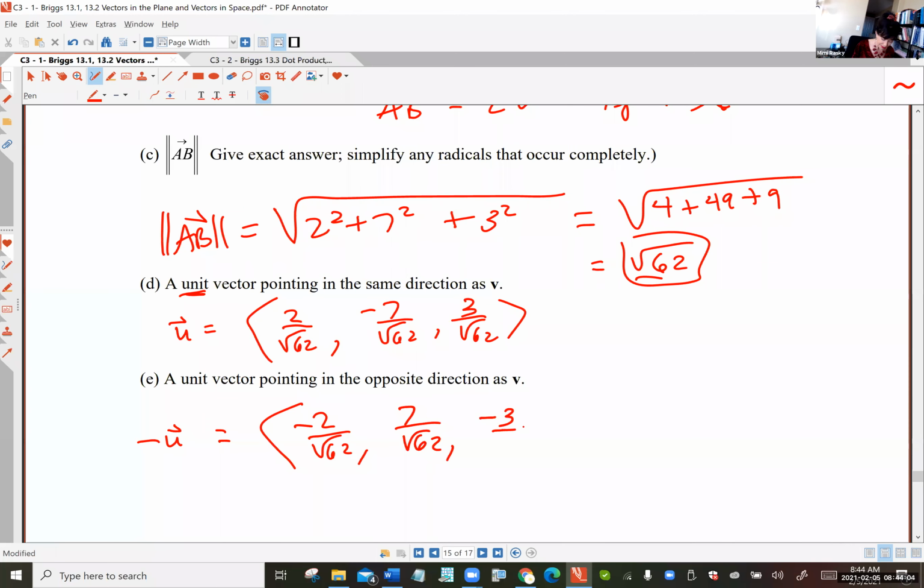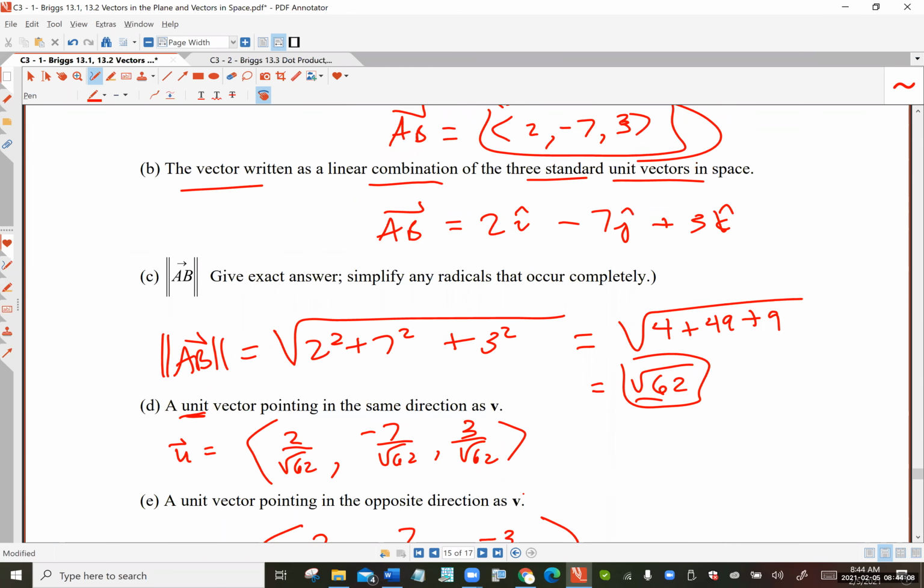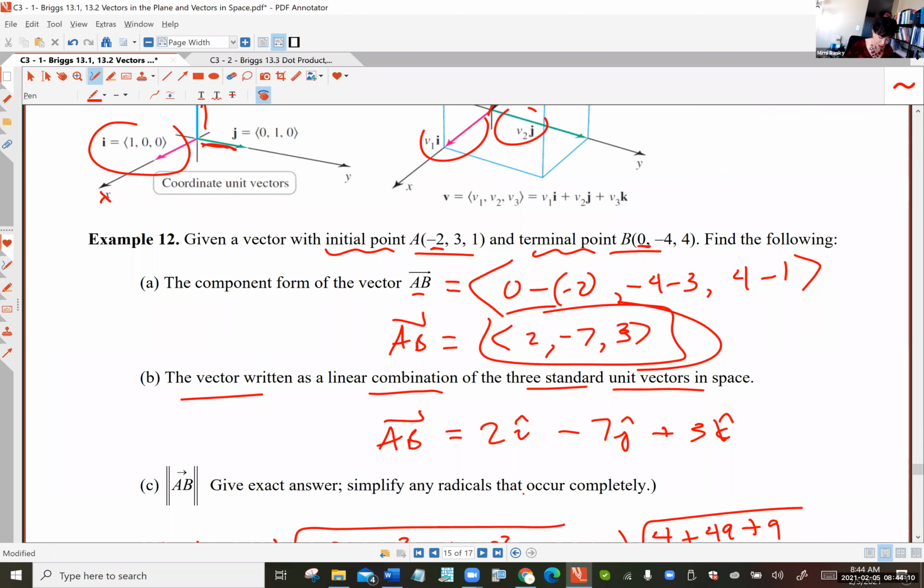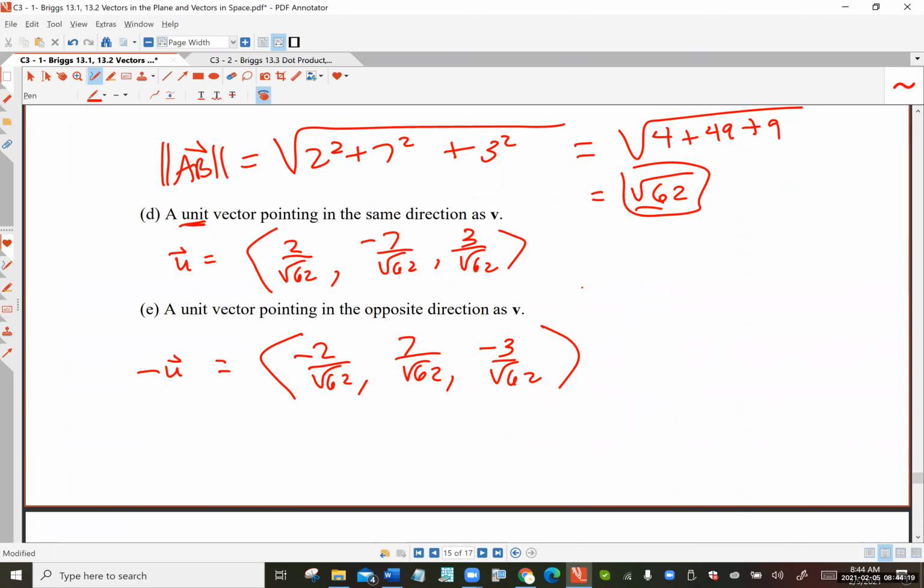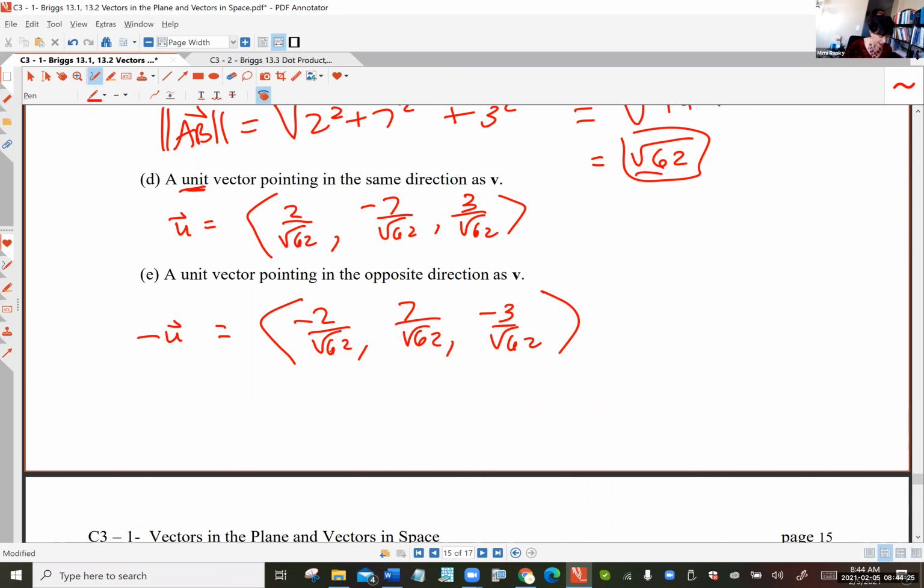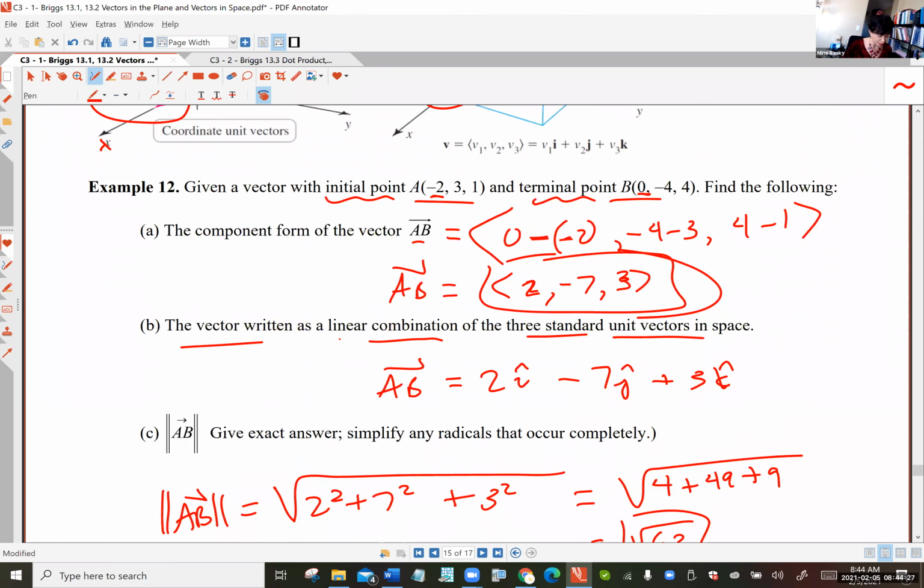Oh, sorry, Professor. For part D, was the 2 negative? No, it wasn't, because this 2 up here wasn't negative. Remember, 0 minus a -2? Yes, 0 minus -2. Okay. But then when we do negative U, since we're going to take the opposite in sign, we'll have that. Any questions so far on this problem, example 12?